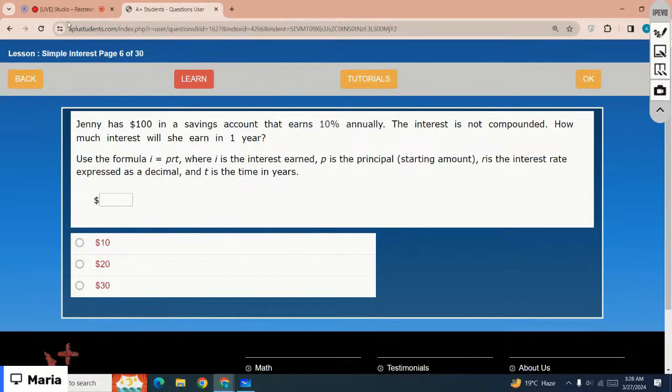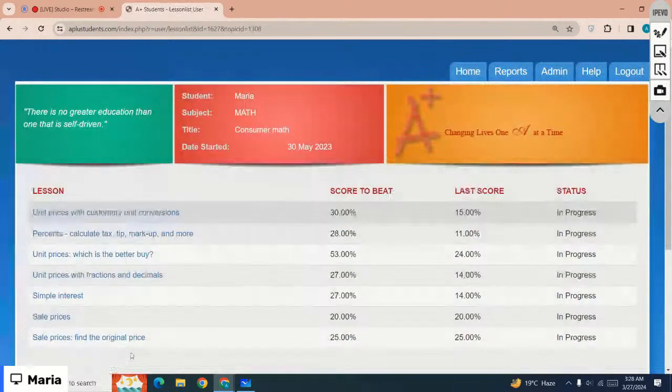Okay, you can complete the lesson by yourself later today. Let me just move on to the next lesson. The next one is sale price.